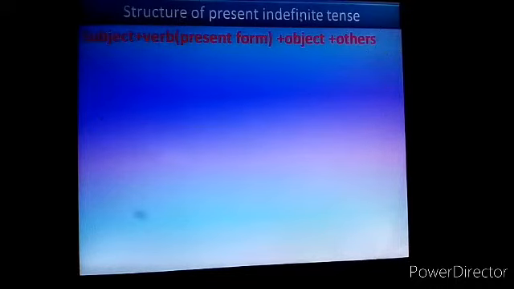A structure of present indefinite tense: subject plus verb, present form, plus object plus others. That means other parts of the sentence. We walk early in the morning. Here we is subject, walk is verb, early in the morning is the other part. There is no object in the sentence.